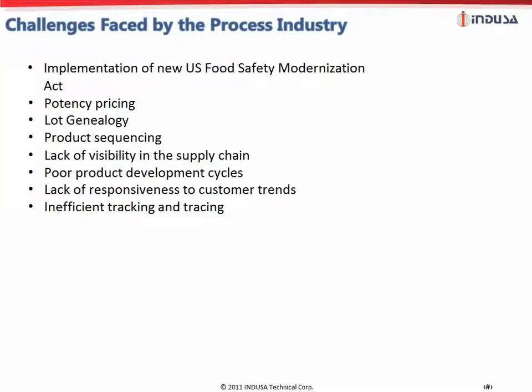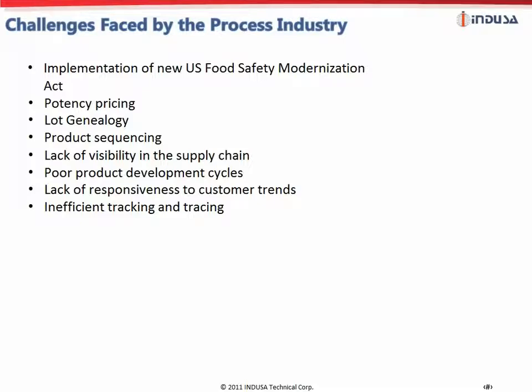There are some grave challenges faced by the process industry. Implementation of the new U.S. Food Safety Modernization Act is an important challenge. With potency pricing, a manufacturer sets purchase pricing and inventory value based on the received material's active concentration or some other quality-controlled values. Lot genealogy is the ability to automatically transfer properties of a raw material lot to a manufactured item's lot.